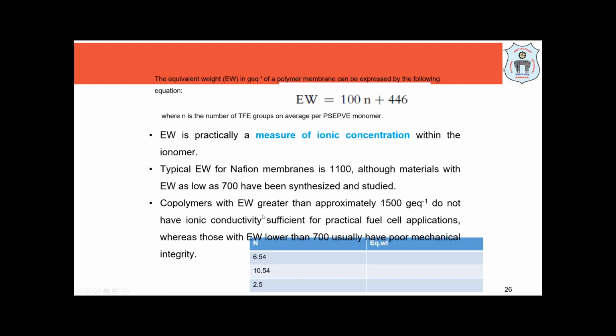If n values are given, these are some of the n values. Will you please calculate the equivalent weight in terms of 100? Just substitute this n value to get the equivalent weight. That's what you will do.